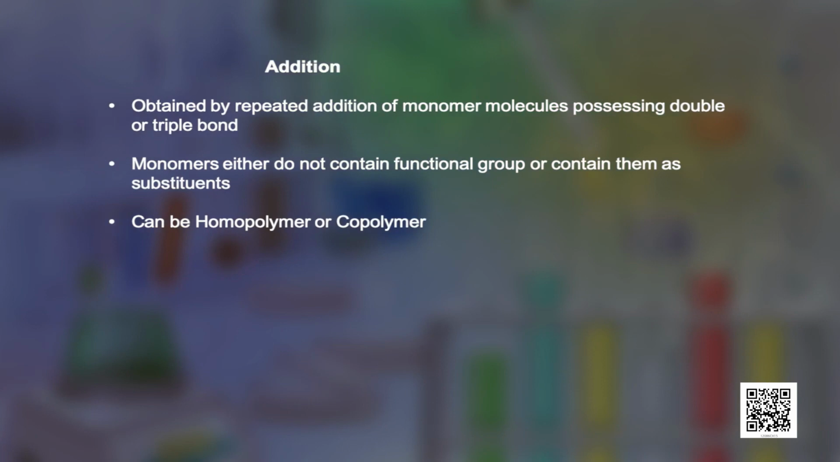The third type of classification is on the basis of mode of polymerization. Polymers can be classified into 2 subgroups: addition polymers and condensation polymers. We will first talk about addition polymers.